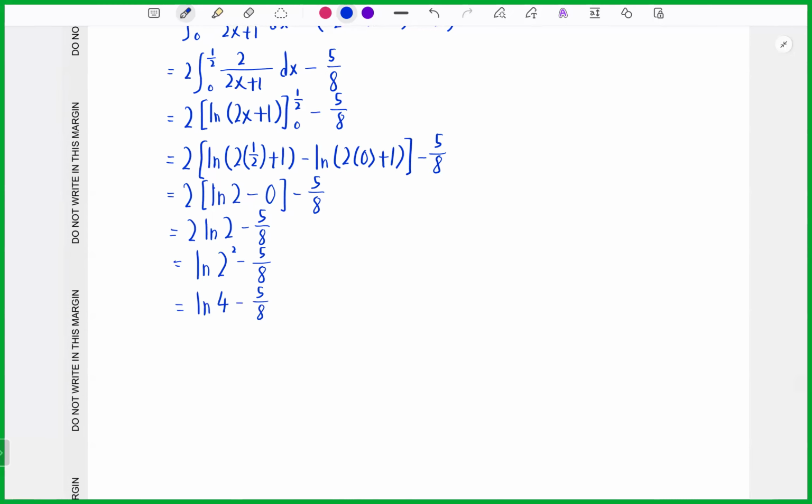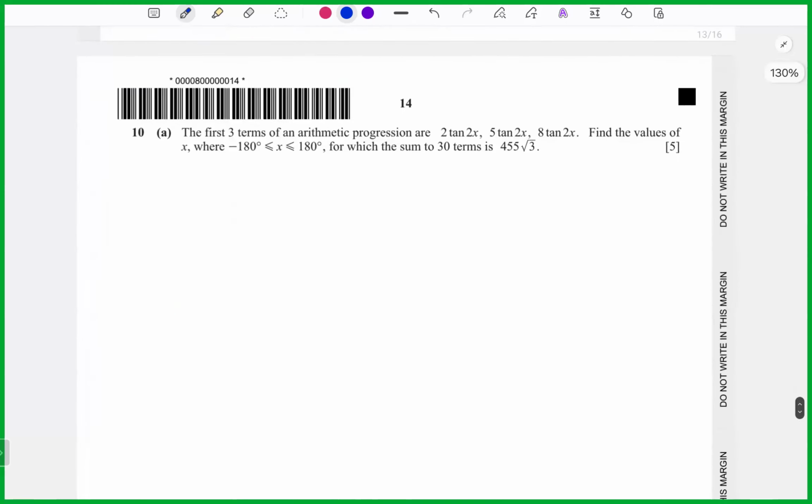Okay, so now we try to look at the next question. I think question 10 is also quite hard. Question 10 is: the first three terms of the arithmetic progression are 2 tan 2x, 5 tan 2x, 8 tan 2x. Find the values of x between negative 180 degrees and 180 degrees for which the sum of the first 13 terms is 455 square root 3.